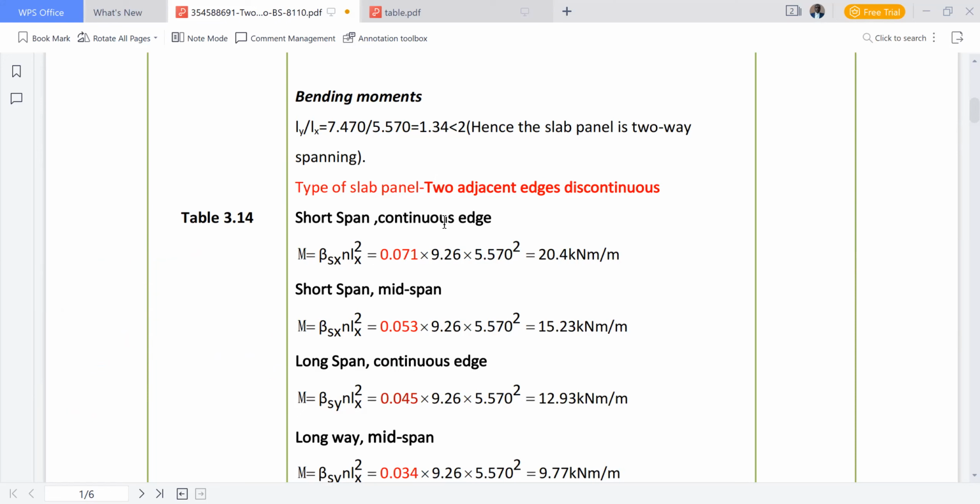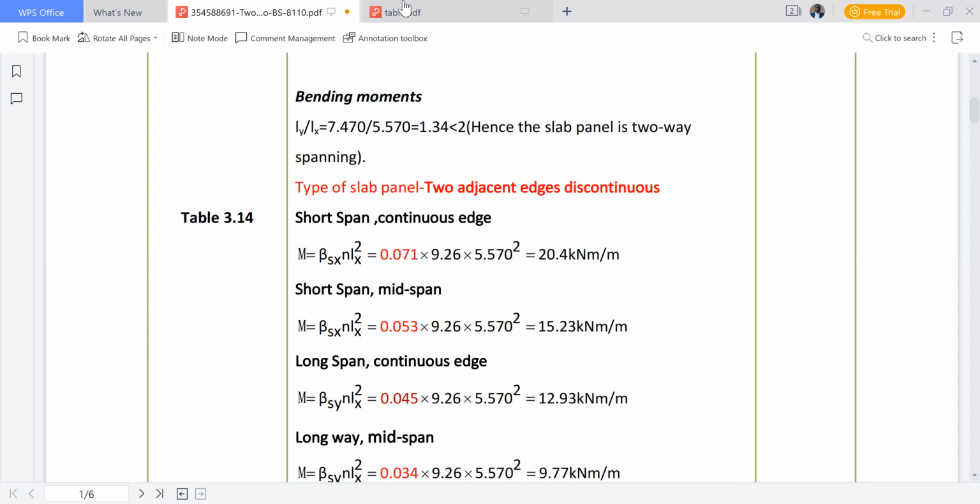Remember, the short span continuous edge moment is given by this coefficient multiplied by the design load times shorter span squared, the same for this. So these coefficients are obtained in table 3.14. Now, for you to obtain this coefficient, we need two things. One, we need the type of panel. We said two adjacent edges discontinuous, and then we need the ratio of Ly over Lx. So this is how we'll obtain it.